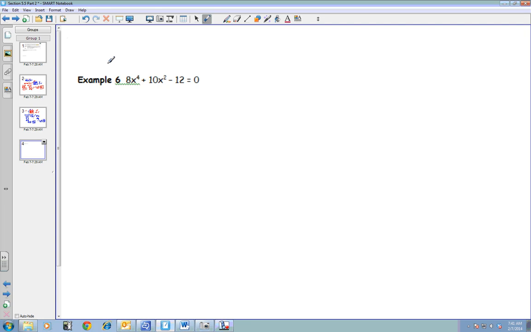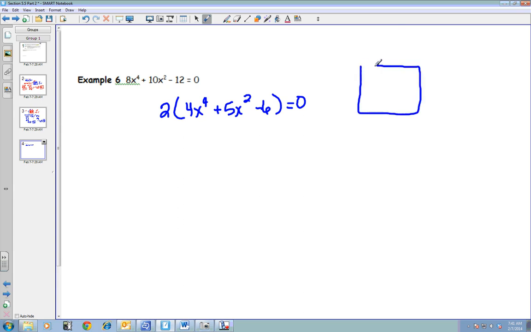All right, and the last one, I can factor out a 2 first. So when I factor out a 2, I have 4x to the 4th plus 5x squared minus 6. Now I'm going to use my box. 4x to the 4th goes here, and my negative 6 goes here. When I multiply them together, I get negative 24x to the 4th. So I need factors of 24x to the 4th to get positive 5, this middle term. So would that be 8 and 3?